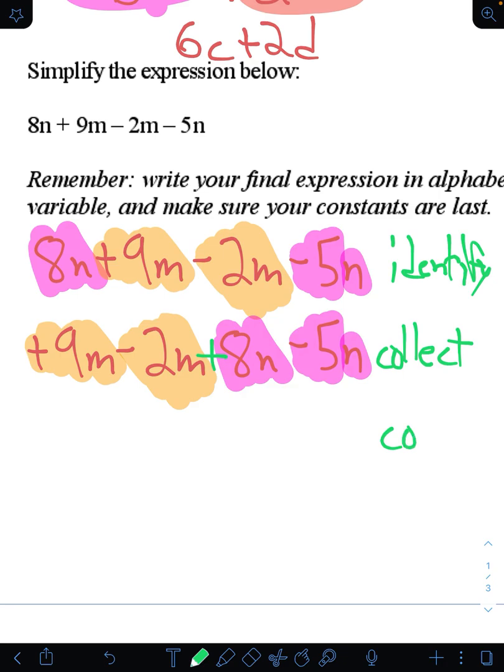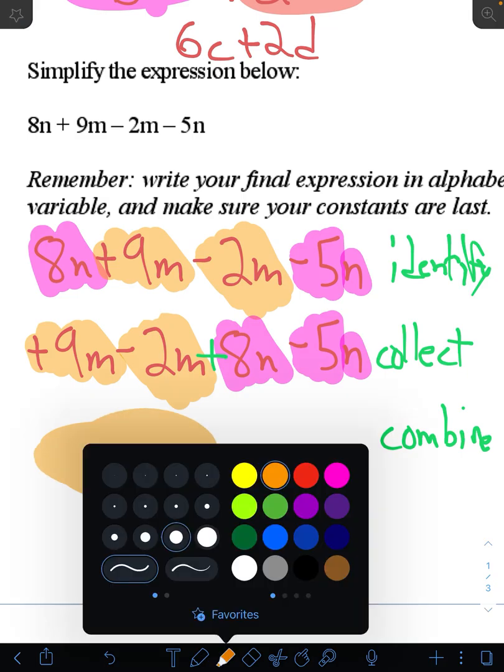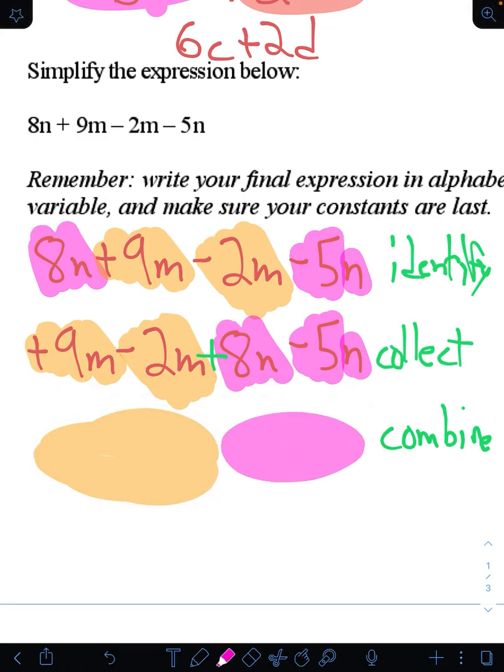Now our last step is to combine. So let me use our highlighter again just to make sure we know what we're combining exactly. So if you have 9 mice and you take away 2 mice, you now have 7 mice. So 9m minus 2m is 7m. If you have 8 nouns and you take away 5 nouns, you have 3 nouns, or a positive 3 nouns. So 8n minus 5n is 3n.